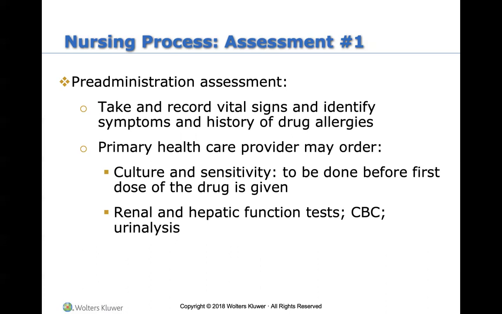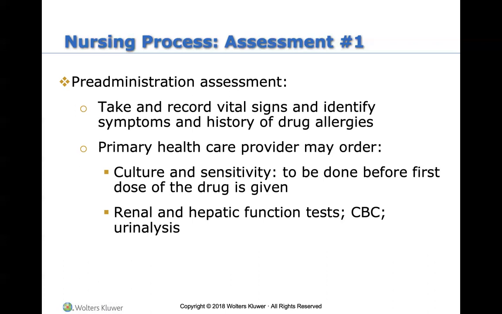Then my primary healthcare provider may want to order a culture and sensitivity before my first dose of my antibiotic. Remember, cultures tell us what bacteria, and sensitivity tells us what antibiotic works best for that bacteria. We want to make sure that fluoroquinolone is the best medicine for the bacteria at hand. You always want to do that before you give the antibiotic. Otherwise, you might kill the bacteria in the blood sample, and we're not able to tell which one it is.